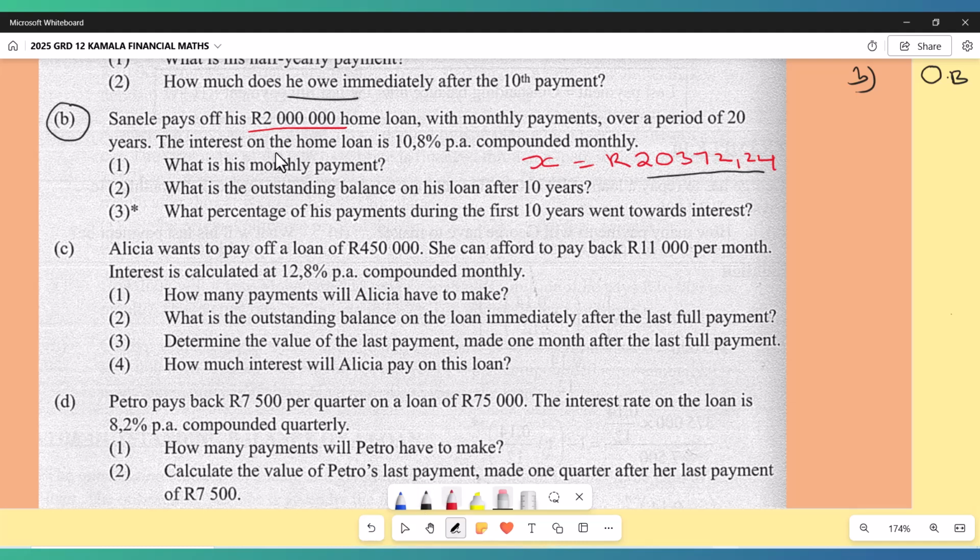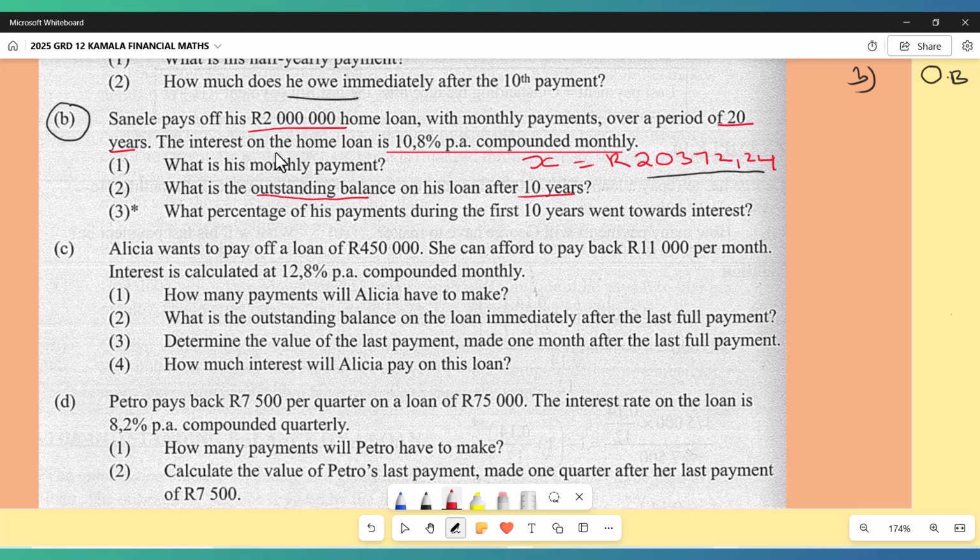What is the outstanding balance on his loan after 10 years? Don't forget the loan is for 2 million, and it is supposed to be a period of 20 years. So far, this guy has been paying this money every month, and this is the interest rate, which is 10.8% per annum compounded monthly.